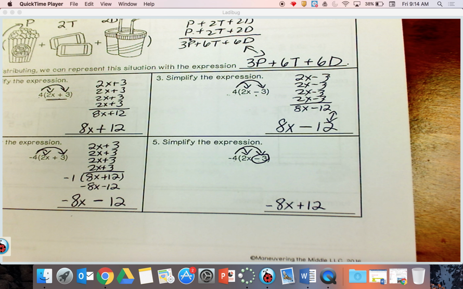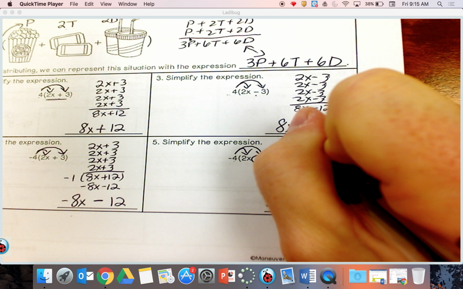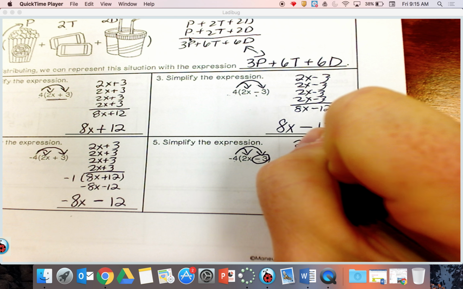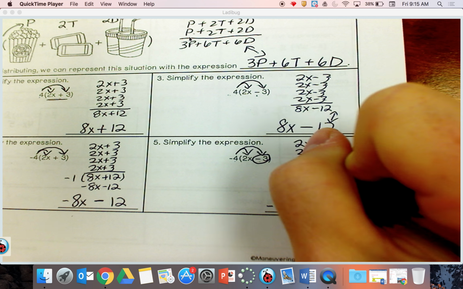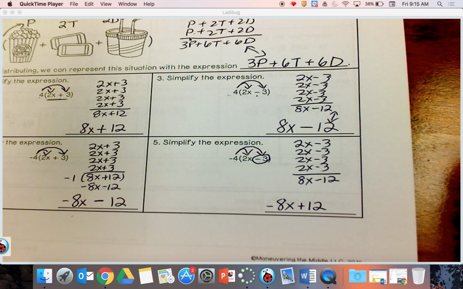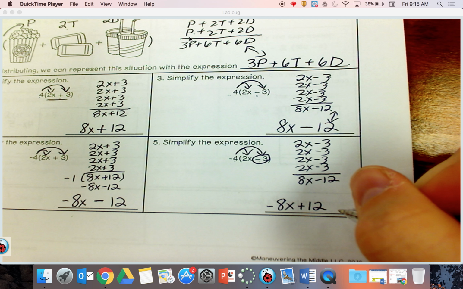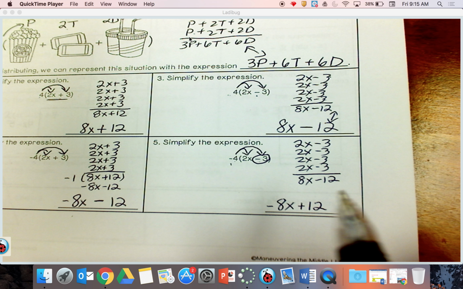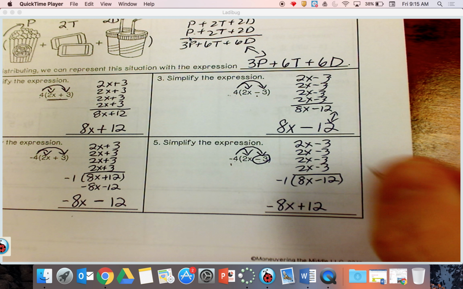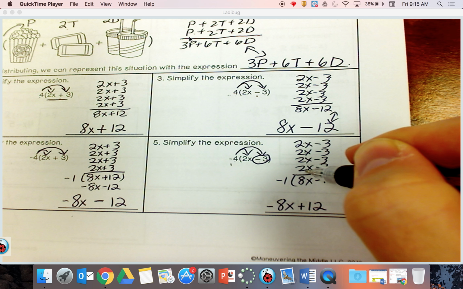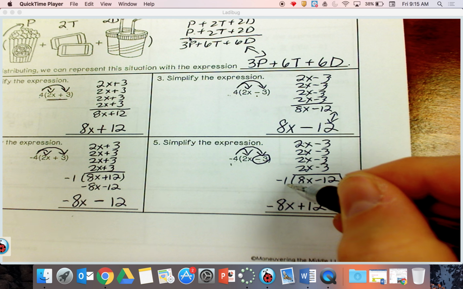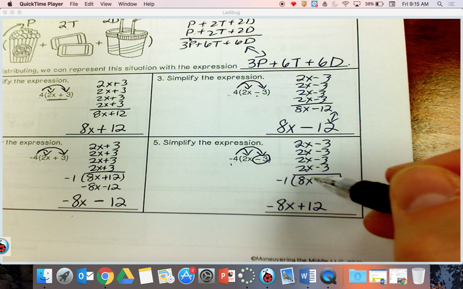So Mr. O, how can I check that? Let's check it. 2x minus 3, 2x minus 3, 2x minus 3, 2x minus 3. Add them up, get 8x. Add them up, I get negative 12. But they're not the same. Well, it's because I had a negative on the outside. So I need to make sure I put my negative on the outside with just the 1, because I already did the 4, right? I already did the 4. But how do I turn a 4 into a negative 4? I got to multiply it by negative 1, right?